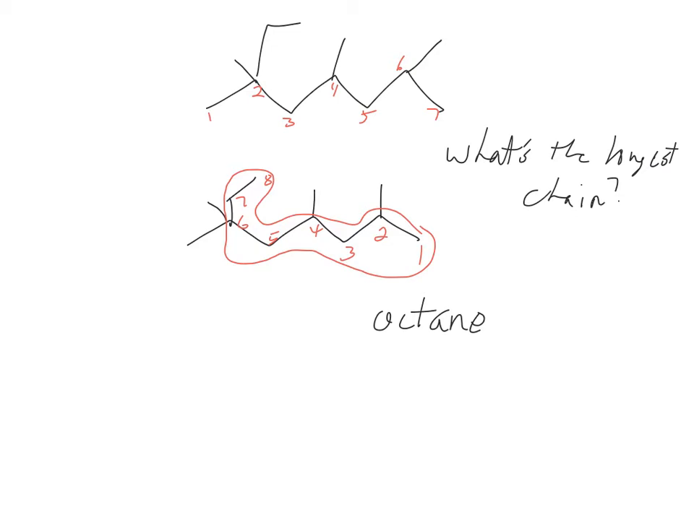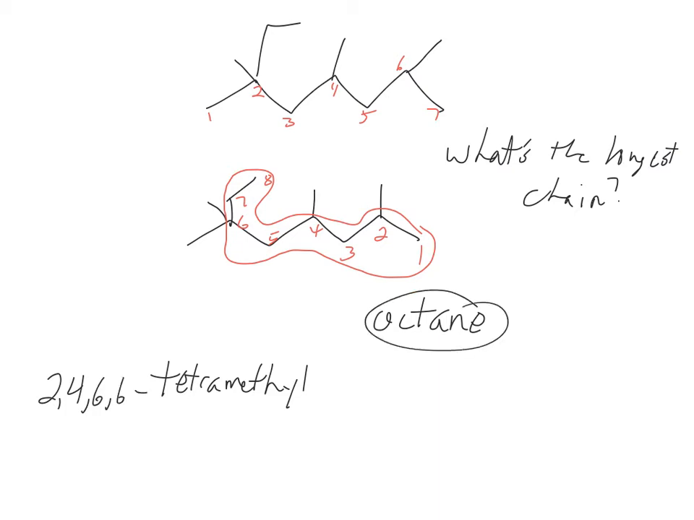So what do we have for substituents? Looks like we have 1, 2, 3, 4 methyls. So that's a tetramethyl. And the numbers are 2, 4, 6, 6 tetramethyl, and then octane right there. So it's 2, 4, 6, 6 tetramethyloctane. That's the correct name.